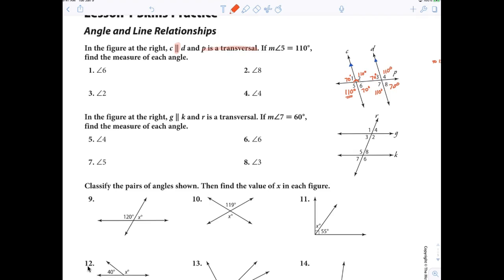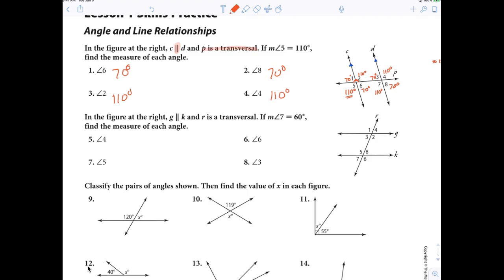All right, Diesel, tell me about number 1. What's the answer? I got 70. And then what's the answer to number 2, Diesel? Angle 8. Oh, that's also 70. What about angle 2? That's 110. And then angle 4. That's also 110. Thank you.